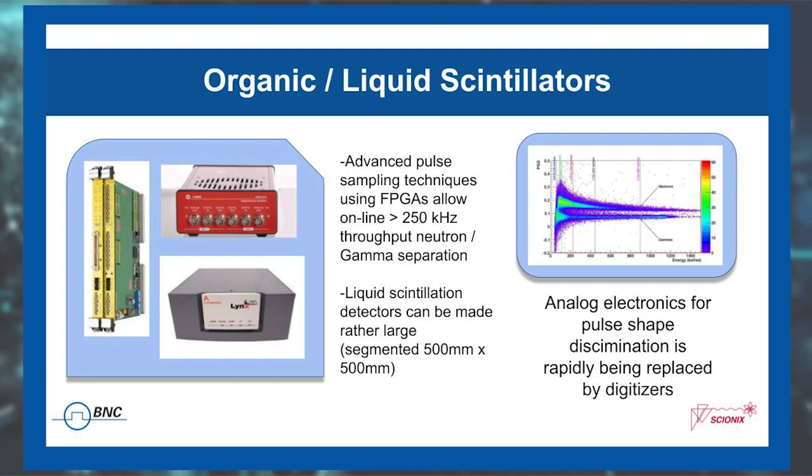And by setting a threshold, we can see that down to quite low energies, we can very clearly discriminate the neutrons from the gammas. The nice thing about liquid scintillators is that they can be made pretty large. We have made them up to 50 by 50 centimeter, segmented into 4 pieces. And it's a well-established technology at the moment.